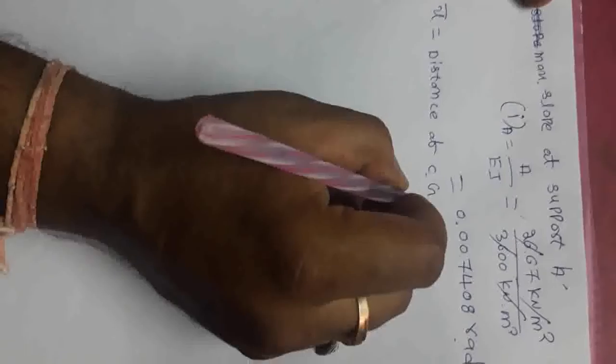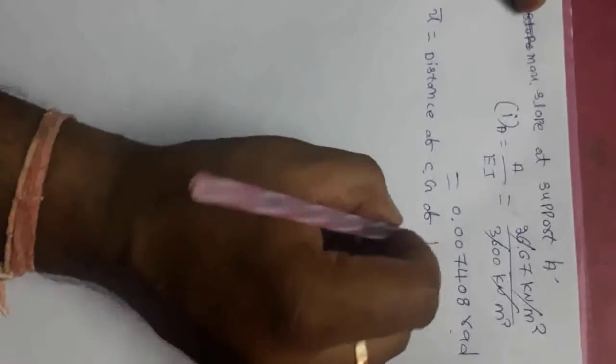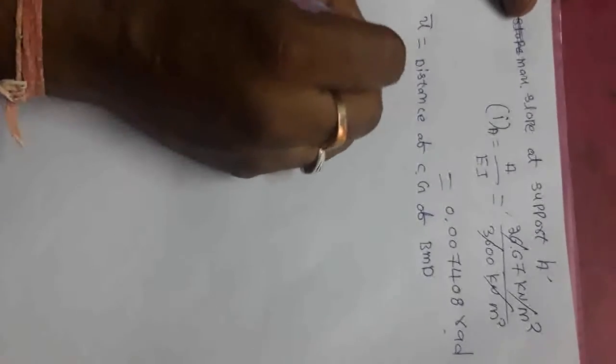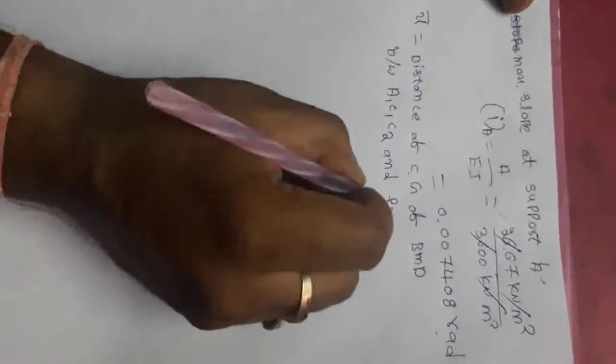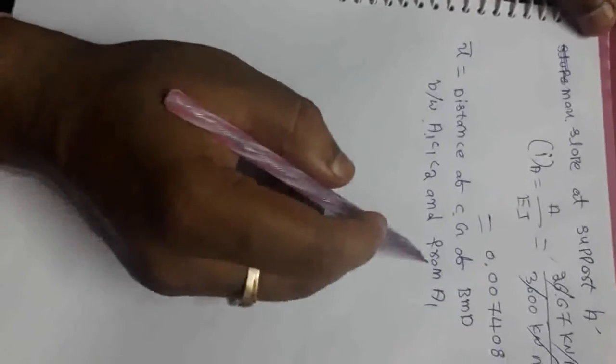And next, after getting the slope value, you can find the x bar. So x bar is nothing but the distance of the center of gravity, CG, of the BMD between A1, C1, C2 and from A1. So this distance is nothing but x bar, the distance of center of gravity of BMD.